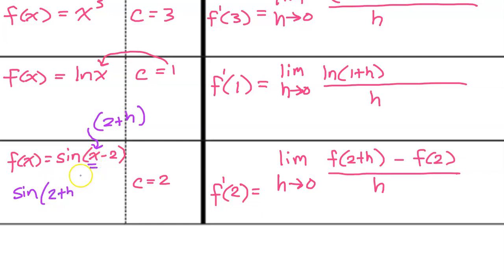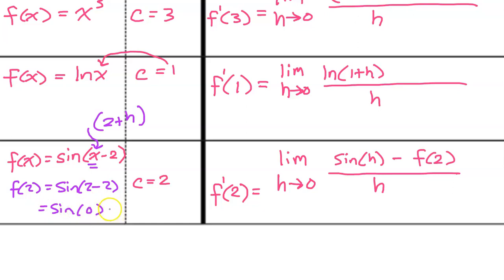All right, that's just the x part. But then we will still have this minus 2 on the end. So that's going to simplify down to the sine of h, because the 2's will cancel. So f at 2 plus h boils down to sine of h. So I will have sine of h minus f at 2. So now let's talk about what f at 2 is. So f at 2 means let's plug in 2 for x. So this would be the sine of 2 minus 2, which would be the sine of 0, and we've already discussed that this is equal to 0.